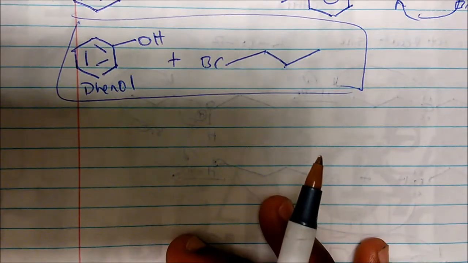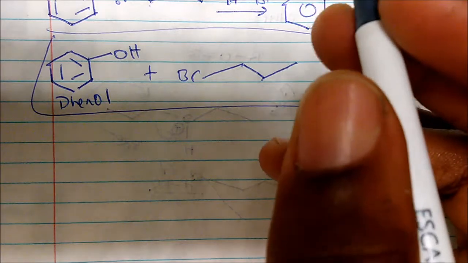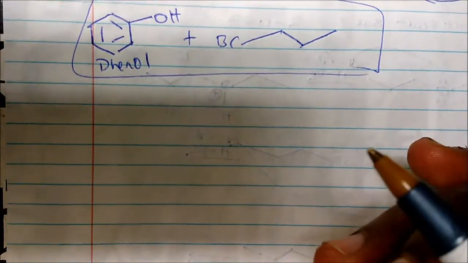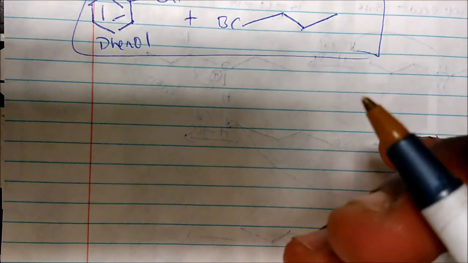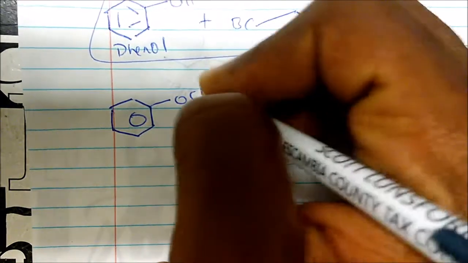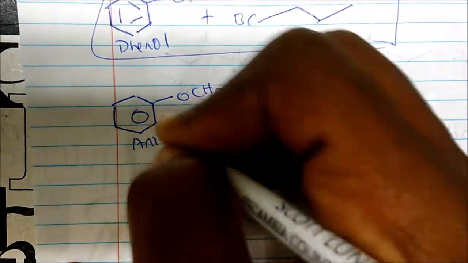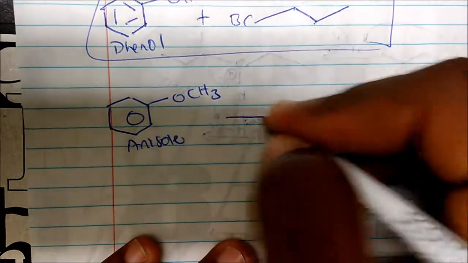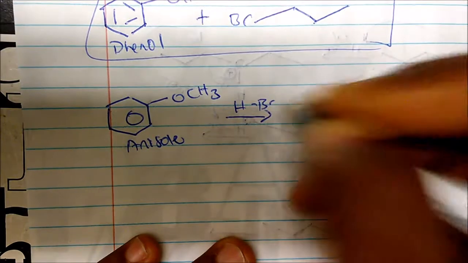All right. So that being said, let's look at another one. These problems are kind of all over the place. But let's see here. What if we added this molecule here? This is called anisole. So you will have to remember this. All right, and we take anisole and we add HBr.